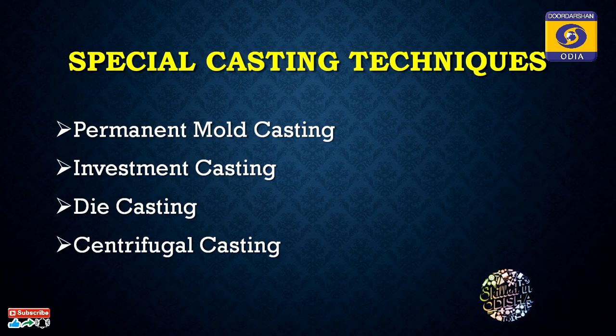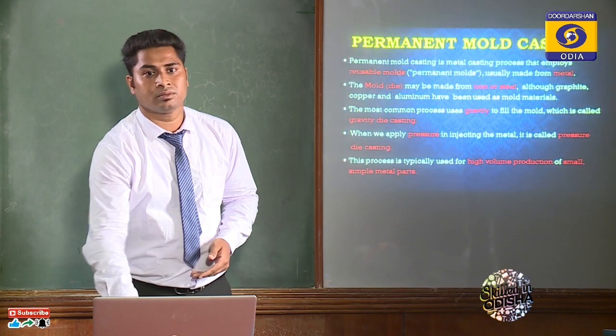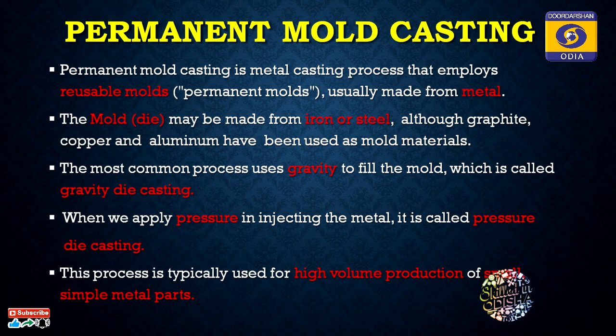There are different kinds of special casting techniques available. These are the permanent mold casting process, investment casting process, die casting process and centrifugal casting process. So let's start with the permanent mold casting process. Remember this: the permanent mold casting process uses a permanent mold.